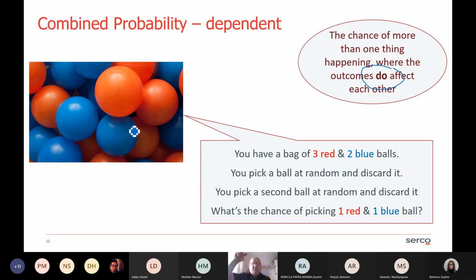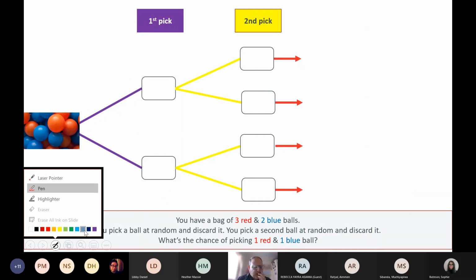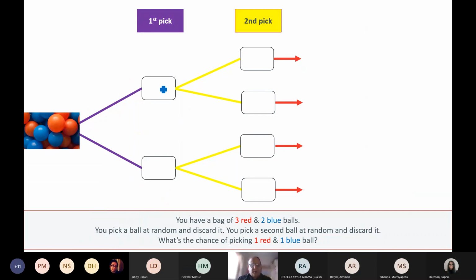Obviously, when I pick the first ball out of the bag, that changes the number of balls in the bag, both red and blue, and the total number of balls. So that's why this is dependent, because what I do the first time impacts what I'm going to do the second time. And if I work through a tree diagram, hopefully that will make sense. So we're going to look at a tree diagram this time. There are my balls. Now, I know using red and blue isn't great for everybody, but hopefully you'll distinguish between them.